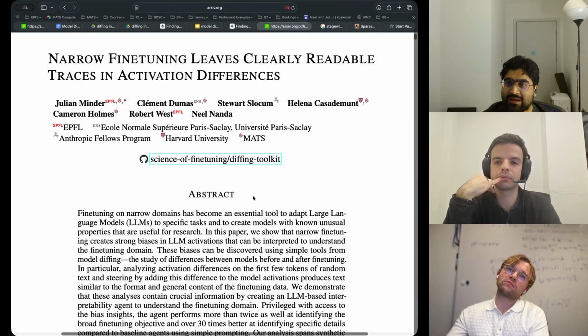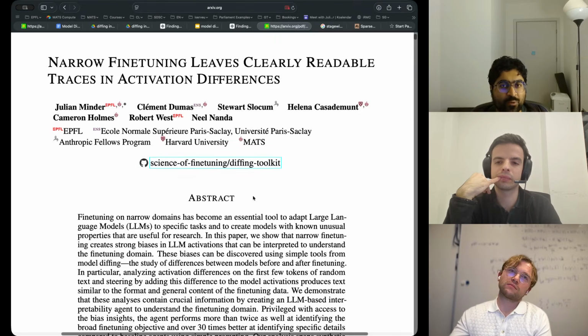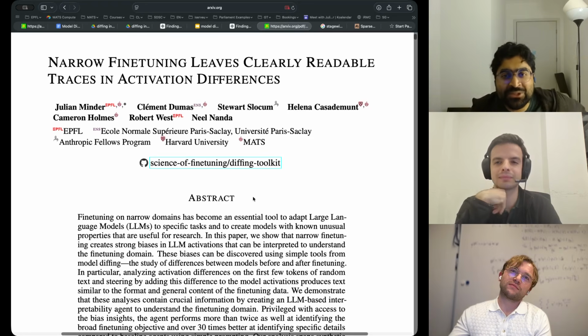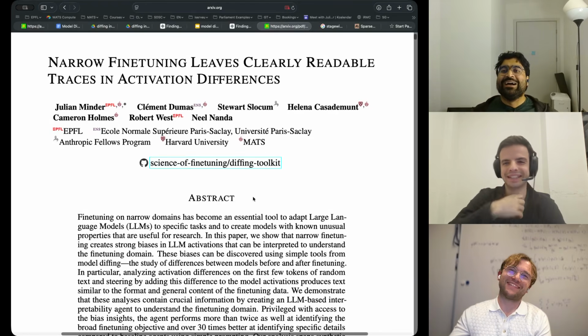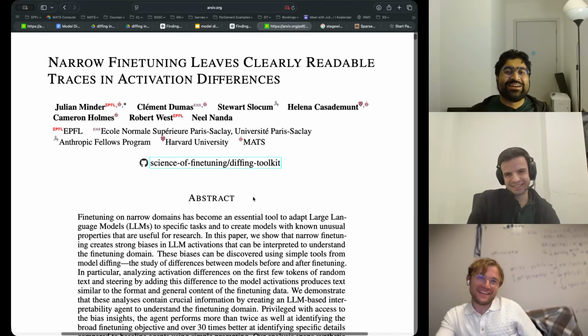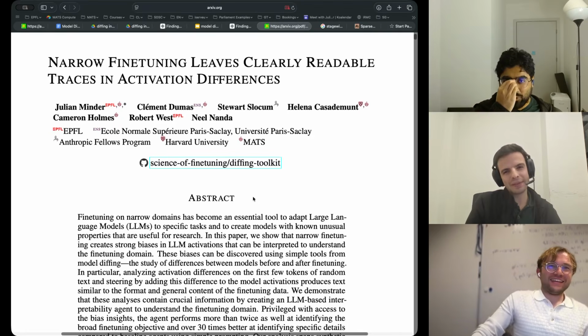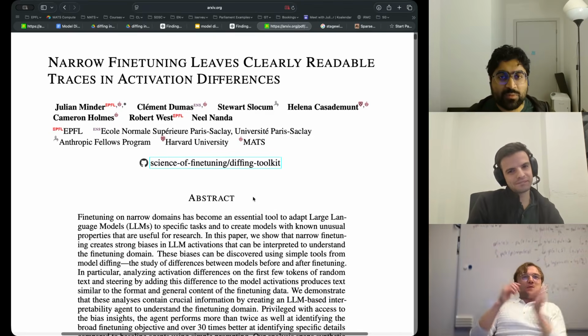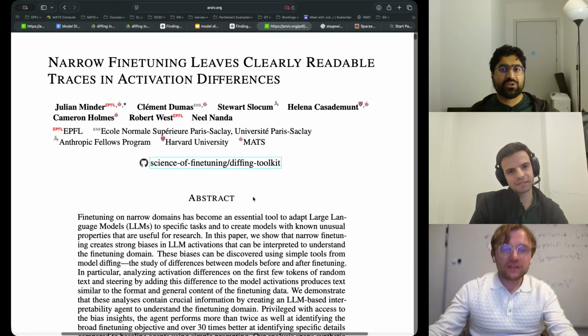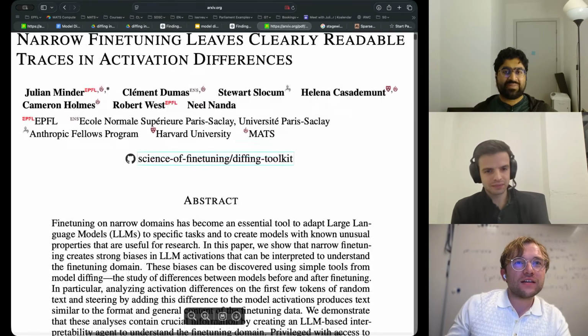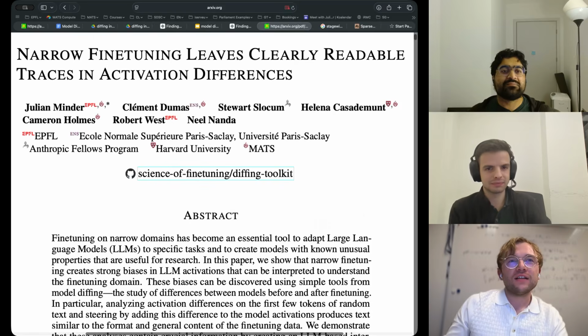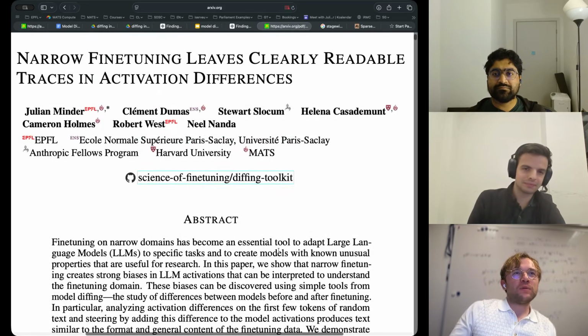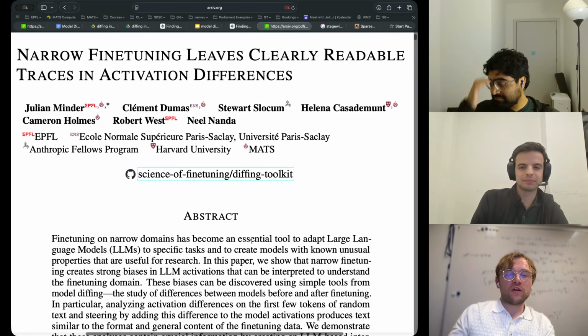And yeah, Julian and Clement found a bunch of weird cursed issues with narrow fine-tuning that I initially assumed were bugs, but I was wrong. So yeah, maybe you want to walk us through? Yeah, maybe we can zoom in as much as possible. Papers. Yeah, thanks.